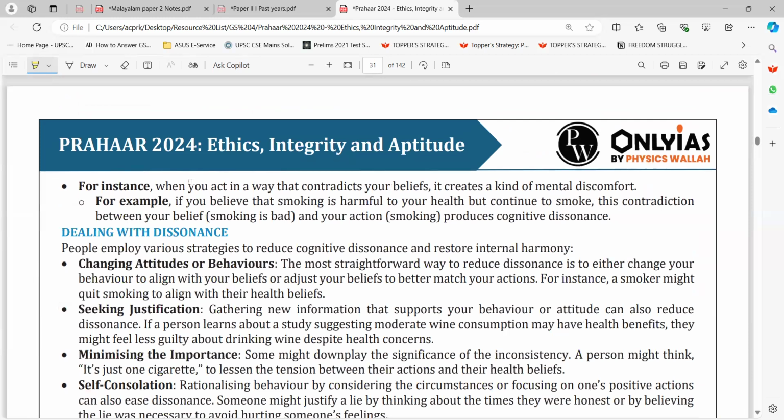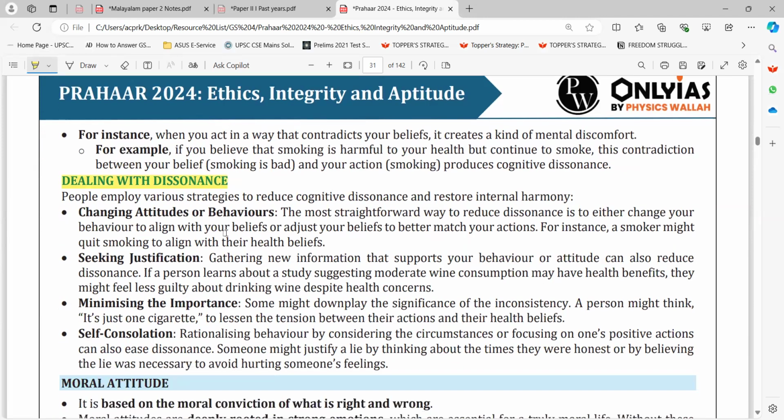For instance, when you act in a way that contradicts your beliefs, it creates a kind of mental discomfort. For example, if you believe that smoking is harmful to your health but continue to smoke, this contradiction between your belief, smoking is bad, and your action, smoking, produces cognitive dissonance. Dealing with dissonance, people employ various strategies to reduce cognitive dissonance and restore internal harmony. They are changing attitudes or behaviors, seeking justification, minimizing the importance, and self consolation.